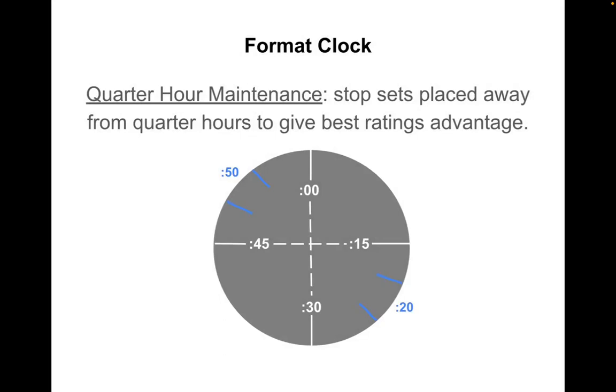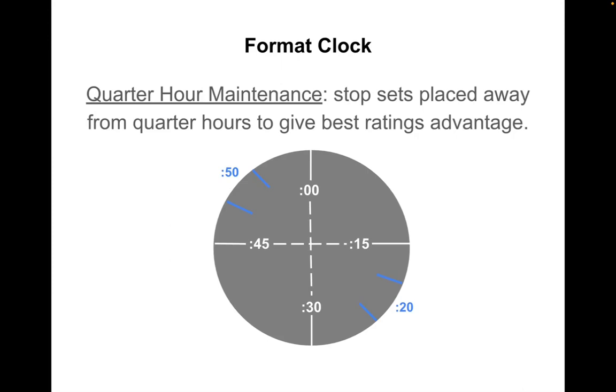Well, primarily because of quarter hour maintenance. Stop set placement usually occurs away from the quarter hours like 15, 30, 45, and the top of the hour because rating surveys count listeners each quarter hour if they are tuned in for at least 5 minutes. And when do most listeners change stations? When they hear commercials.